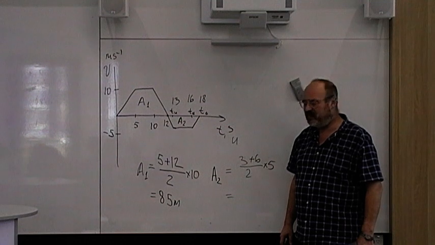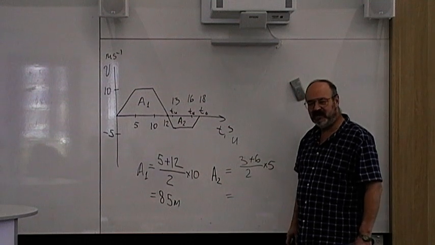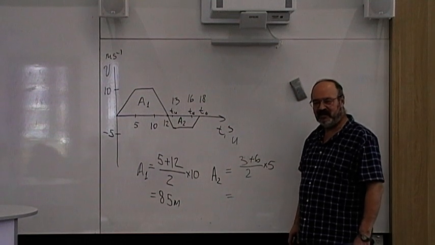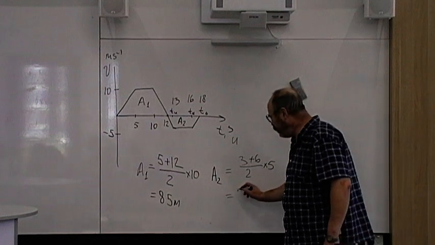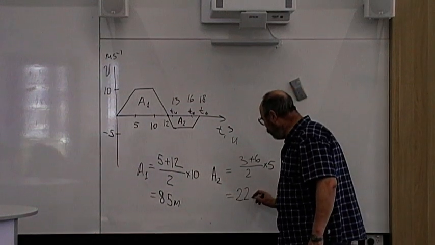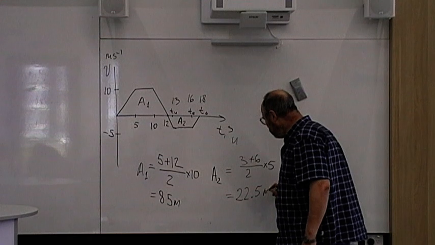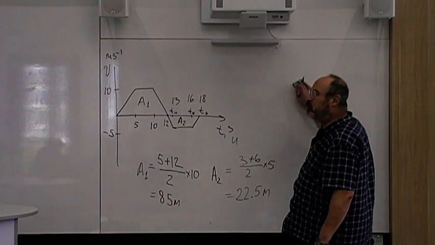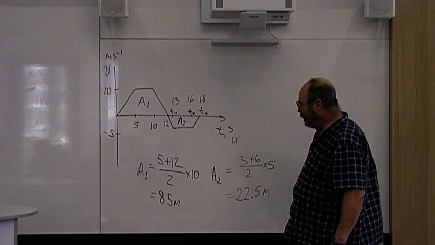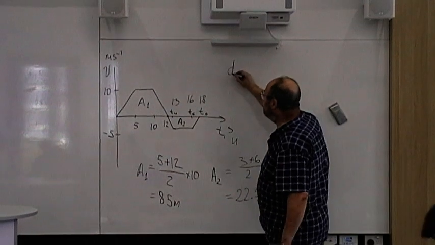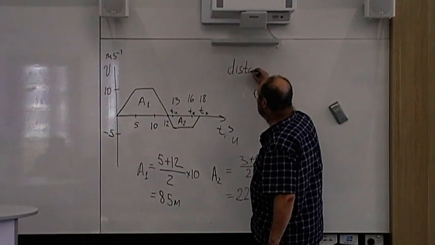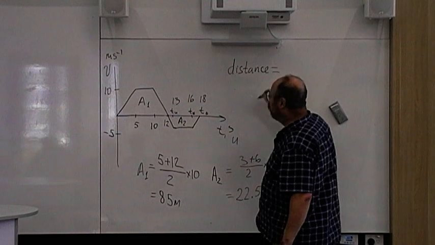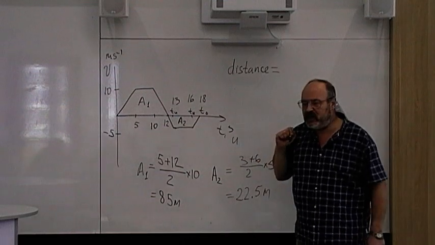9 over 2. 4.5 times 5 is 22.5, yes. 22.5 meters. Now, what will A1 minus A2 give? Now, distance. How will we find distance? We need to add the 2, because distance.